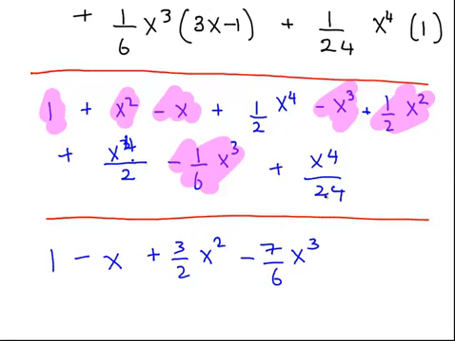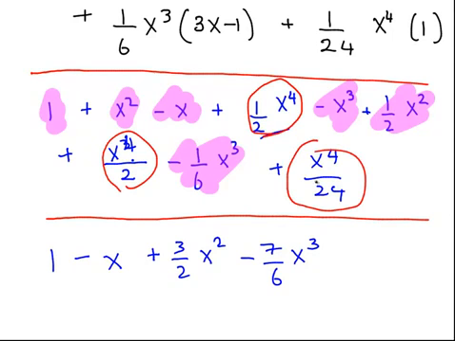The x to the 4's, so this term here and this term here just gives us x to the 4. And that just gives us x to the 4 over 24. So essentially what we have here is plus 25 over 24 x to the power of 4. And that is the answer we're going to work with. Okay, so that's how we do it.